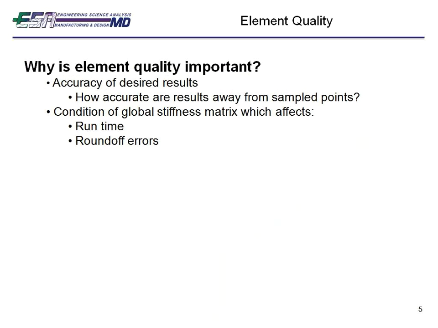So why do we care about element quality? Well, first and foremost, it affects the accuracy of the desired results that we're looking for, such as how accurate are the results away from the sampled integration points within the element. And it affects the condition of the global stiffness matrix, which subsequently affects runtime and round-off errors within the calculations.